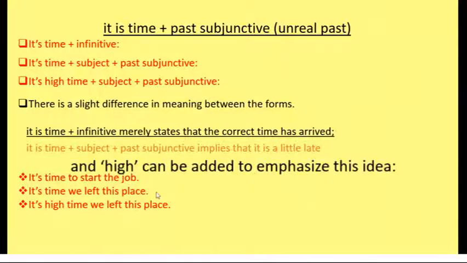Here you find 3 examples. It is time to start the job. This means this is the right time to start the job. Our second example is, it's time we left this place. This means that it is a little late to leave this place. It is high time we left this place. Again, this sentence means that it is a little late for us to leave this place, and the delay has been emphasized by using the word high.